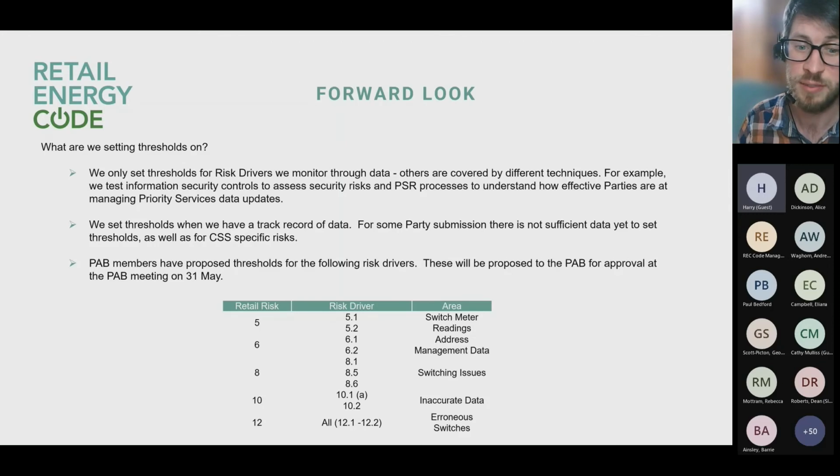So what does that leave? It leaves a number of risk drivers where we have been working with the PAB to set these thresholds. They haven't been finalised yet, but the kind of areas they are, and we can send more detail if it's helpful, but it is fundamentally the risk register, switch meter readings, address management data, dealing with switch issues, dealing with inaccurate data in the market and erroneous switches, which I hope would all be things that you would expect the REC PAB to be focusing on.